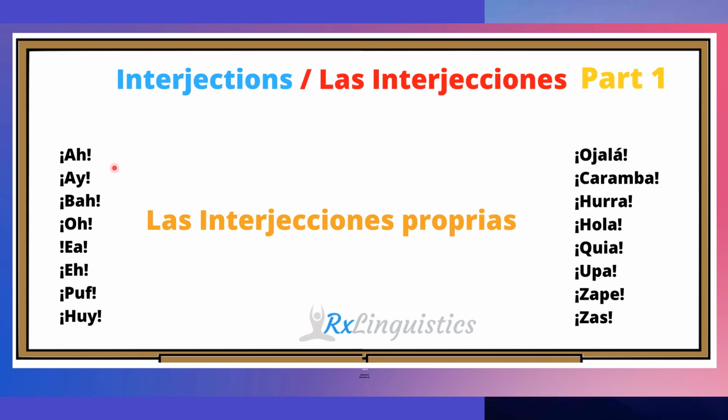So could you repeat after me? A, ay, ba, o, ea, e, puf, uy, ojalá, caramba, hurra, hola, hala, upa, zape, zas. It's the same thing as when you say hey or wow in English. So you are surprised, you are happy, you are sad. All those strong emotions are expressed through these words, and they are a standalone part of speech.